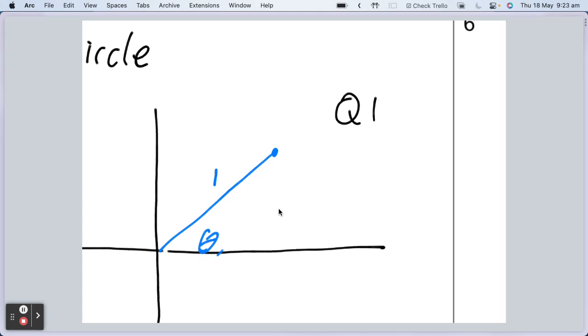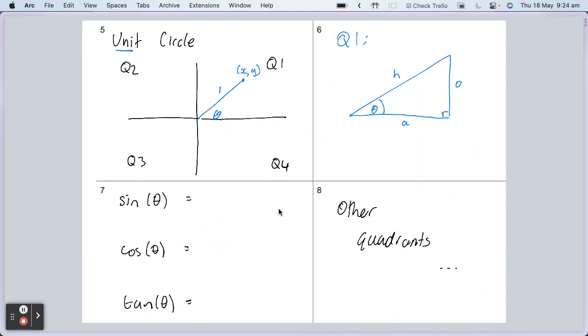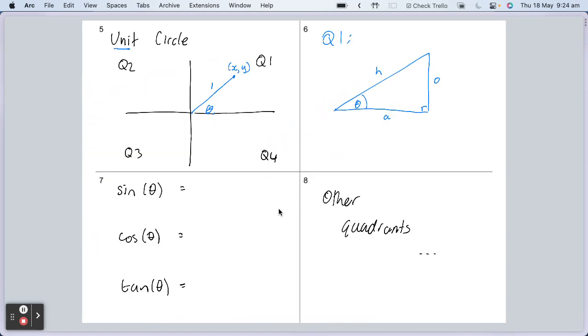If I talk about the coordinates of that point there, I don't know what it is, but it's going to have an x coordinate and it's going to have a y coordinate. That x and y coordinate will change depending on the value of theta. We okay so far? This is supposed to be a reminder, so just tell me if you're struggling with that.